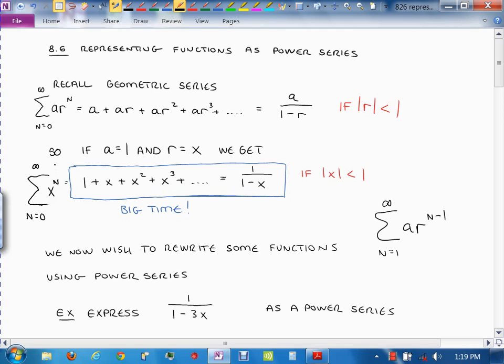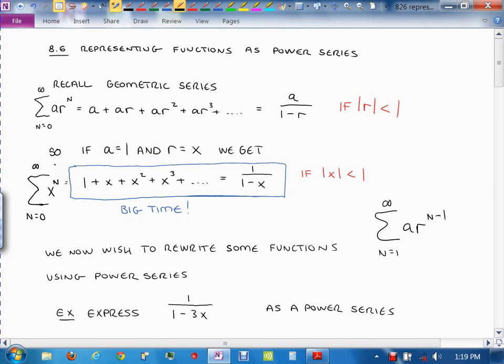And you can check it for yourself. Let n be 0, x to the 0 is 1. Let n be 1, x to the 1. Let n be 2, x squared. n be 3, x cubed. And you keep adding up forever. So if you add all these powers of x up, it will converge to this, as long as the absolute value of x is less than 1. You ready to do a problem?